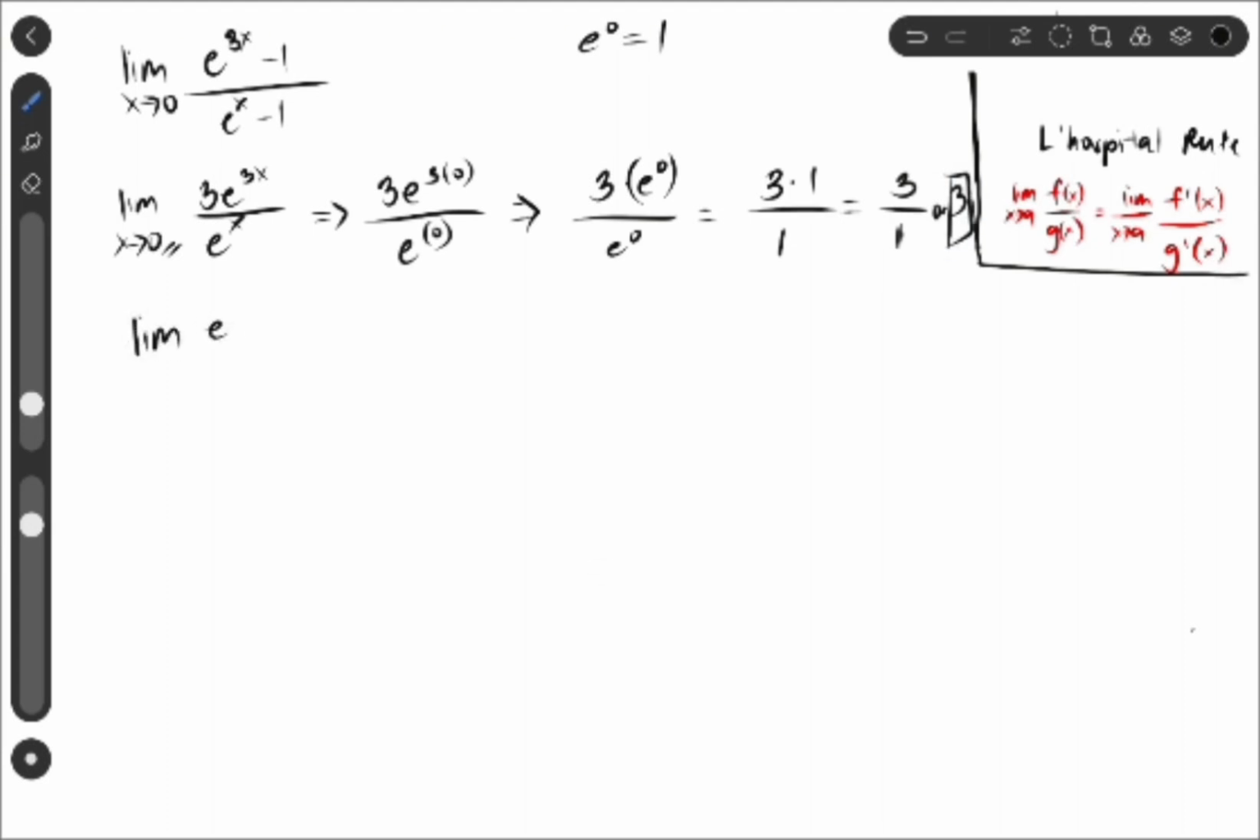Now we know that the limit of e raised to 3x minus 1 over e raised to x minus 1 as x approaches 0 is 3.